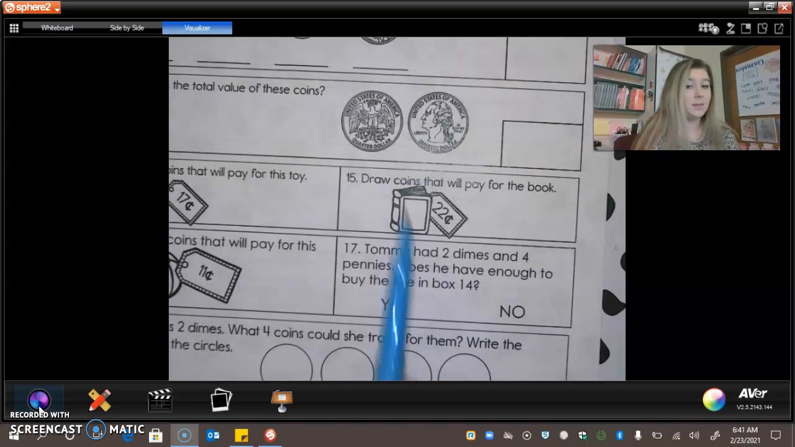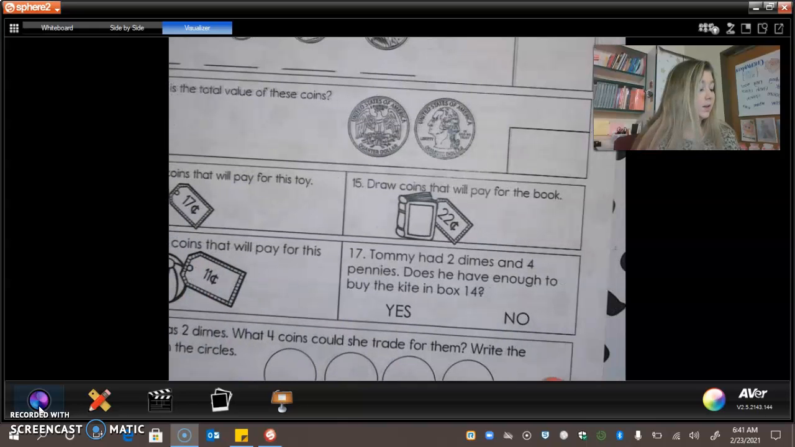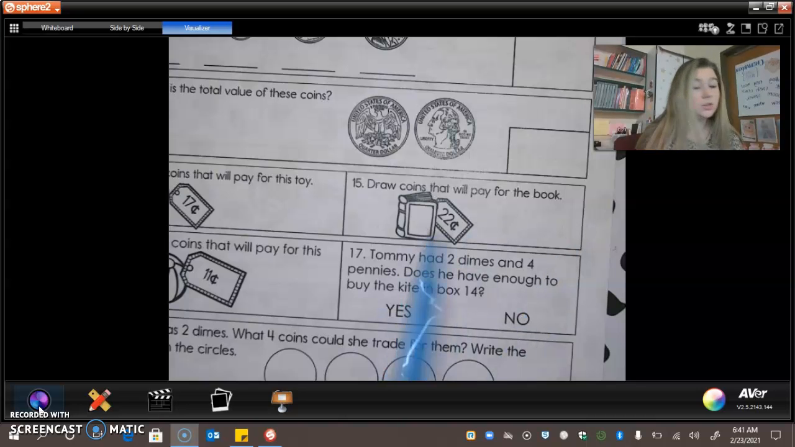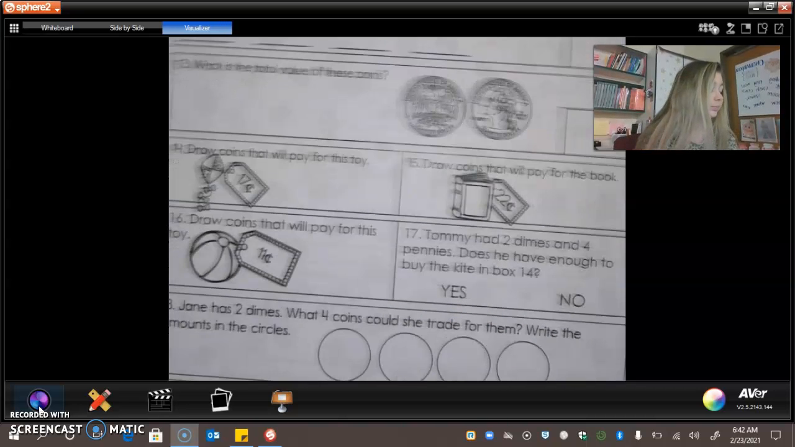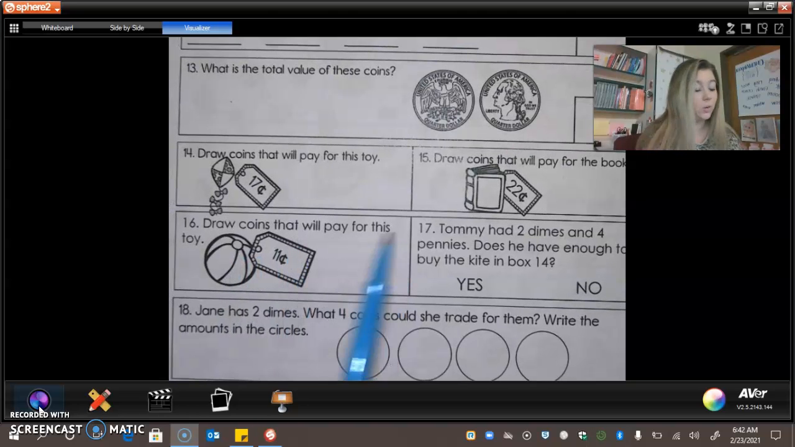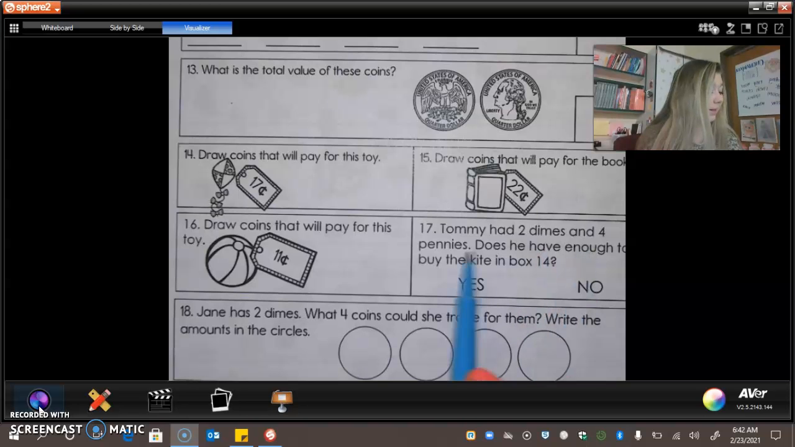Number 15 is the same thing. Number 14 is 17 cents. Number 15 says, draw coins that will pay for this book. It is 22 cents. Number 16 says, draw coins that will pay for this toy. It is 11 cents. Number 17, Tommy had 2 dimes and 4 pennies.